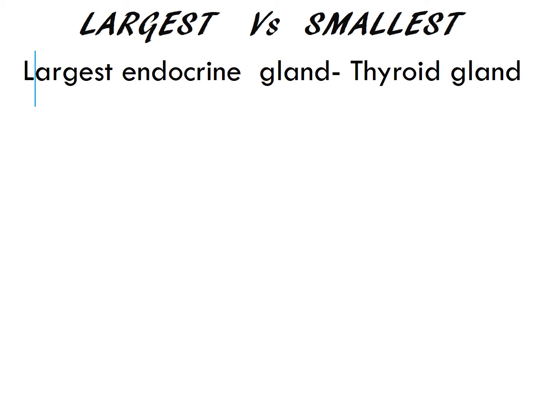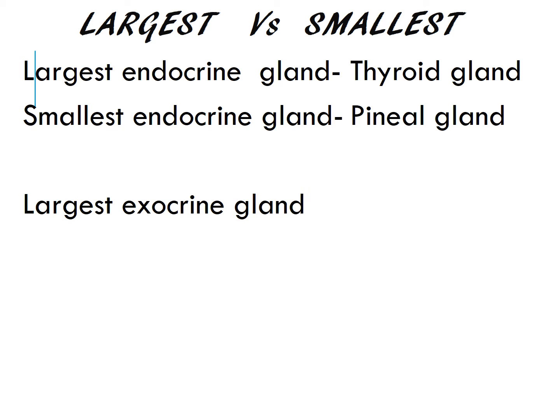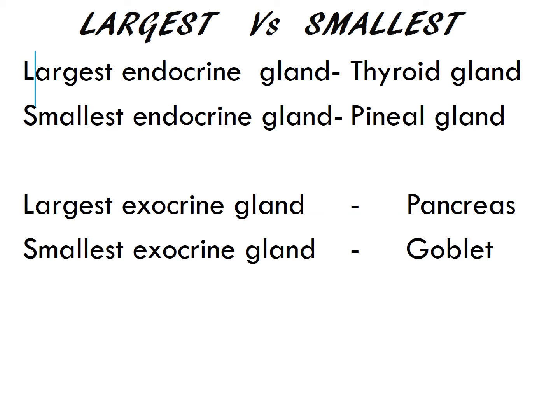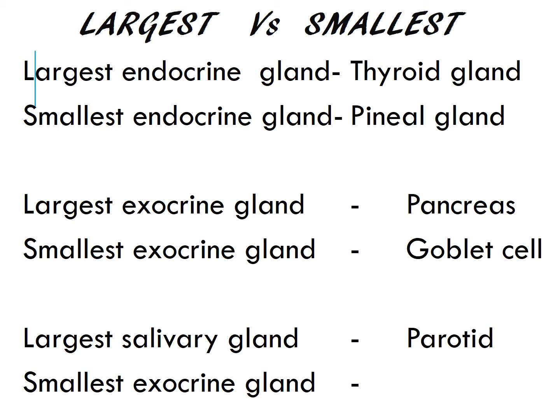Now the largest endocrine gland is thyroid gland. The smallest one is pineal gland. Can you imagine the largest exocrine gland is pancreas? What about the smallest exocrine gland? It is goblet cells. What about the largest salivary gland? It is parotid gland. What about the smallest? It is sublingual gland.